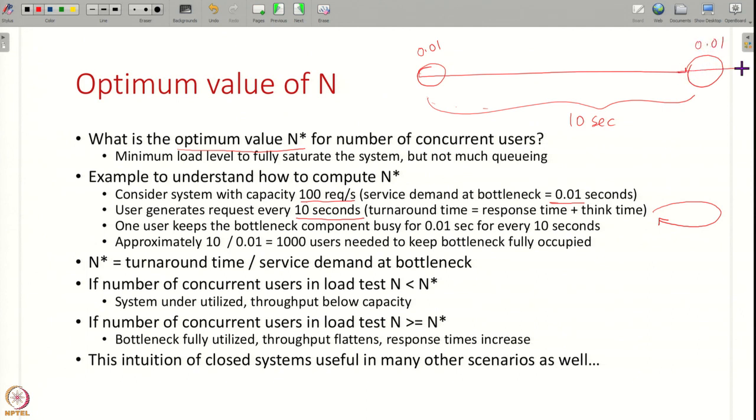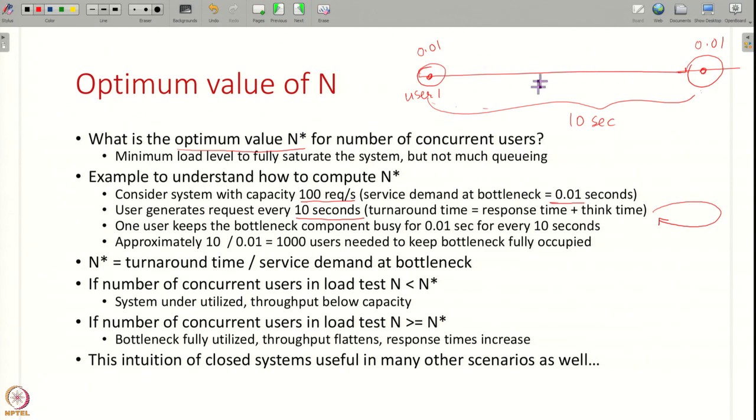Can you all visualize this? Here is our user 1. He came to the bottleneck. The bottleneck serviced his request in 0.01 seconds. Then the turnaround time is 10 seconds, the response time plus think time, everything is 10 seconds. After 10 seconds, the user has come back again and the bottleneck is busy for 0.01 seconds again. If there was only one user in the system, all of this 10 second gap, minus the small service value, is idle for the bottleneck.